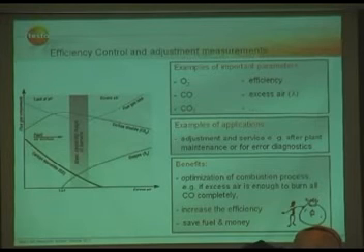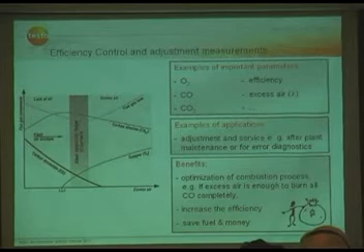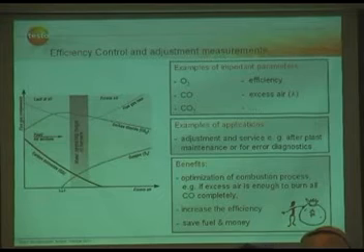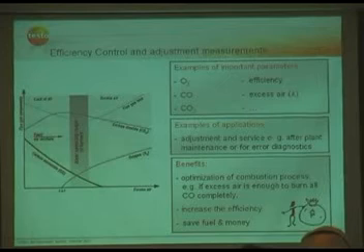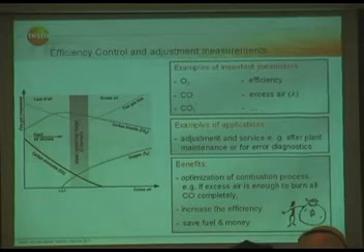And this is being used, for example, for adjustment and service after plant maintenance or error diagnostics. And the benefit, if you do the service and commissioning, is optimization of the combustion process. For example, checking if excess air is enough to burn all CO completely, or if you don't have too much excess air, which means you will lose a lot of money because unnecessary heat is being pushed through the stack to the ambient.